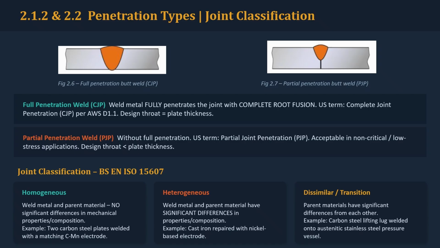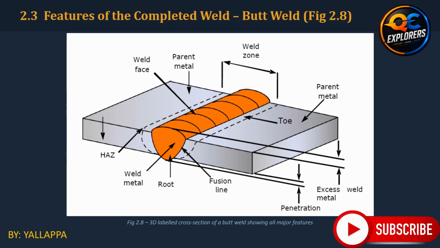This diagram is extremely important because it establishes the terminology used to describe a completed weld. Start with the parent metal. This is the original material being joined. It remains outside the melted weld region. Next is the weld metal. This is the metal that has melted during welding and remains in the completed weld.